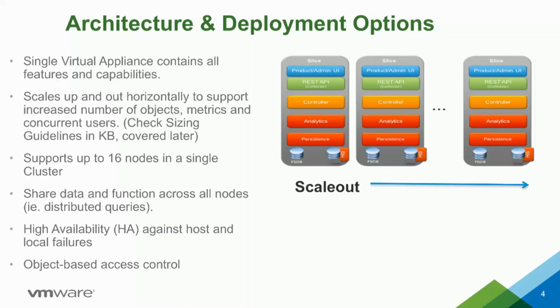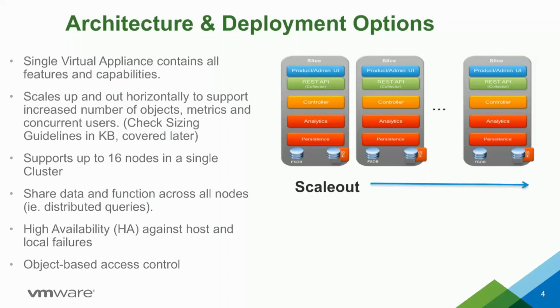vRealize Operations scales up and scales out horizontally. The idea here is that in being able to scale up an individual node or add more nodes, creating a cluster, we can scale to the size of your environment. Today we support up to 16 nodes in a single cluster. We share data and functions across all the nodes in a cluster, so that if we do a query and some of the data is on different nodes, the in-memory database will distribute the queries across the different nodes to make sure all the relevant data is returned.